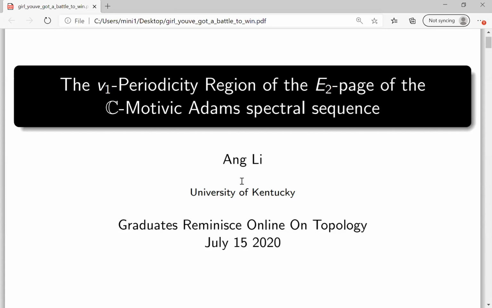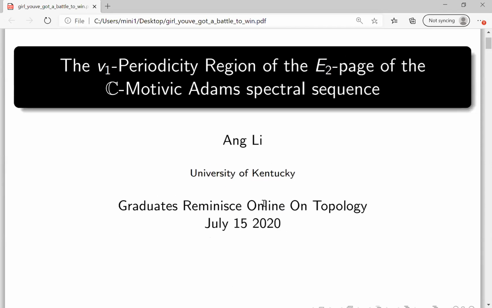So this is a computational result about the Adams spectral sequence. Some of you might be familiar with that, others probably not, but don't worry about that too much.